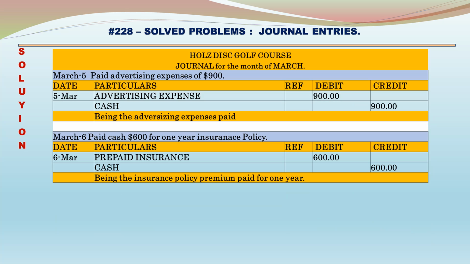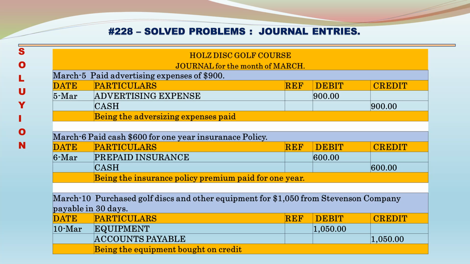March 6. Paid cash 600 for 1-year insurance policy. Prepaid insurance debit 600. Cash credit 600, being the insurance policy premium paid for 1 year. March 10. Purchased golf discs and other equipment for 1050 from Stevenson Company, payable in 30 days. Equipment debit 1050, accounts payable credit 1050, being the equipment bought on credit.